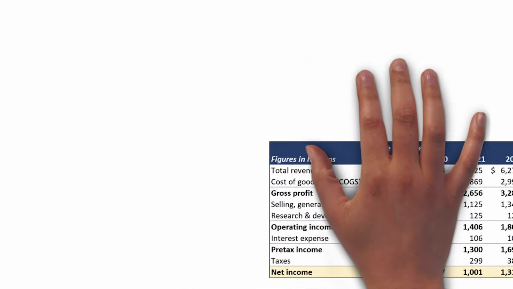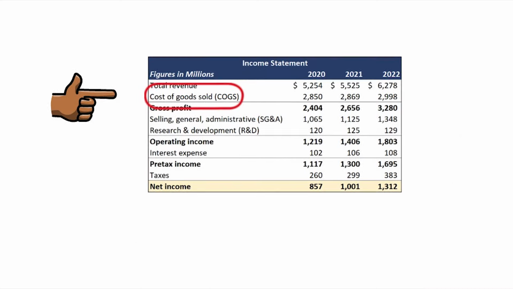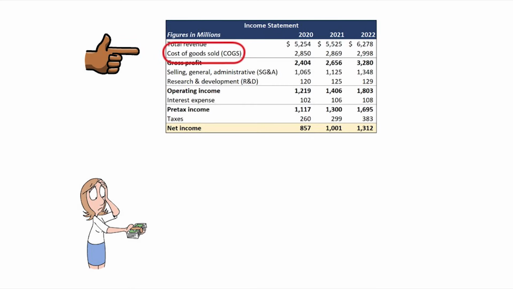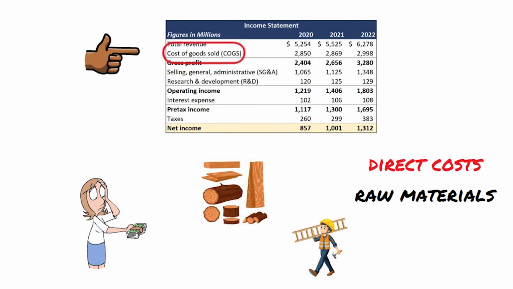After we have identified our total revenues, we move on to the cost of goods sold, or COGS in jargon. These are the direct costs that are associated with producing the goods or services that a company sells. This includes things like raw material and labor costs.